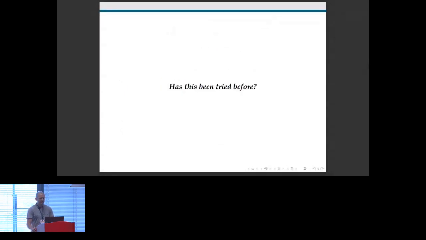All right, has this been tried before? Just machine learning the genetic architecture the way I framed it?